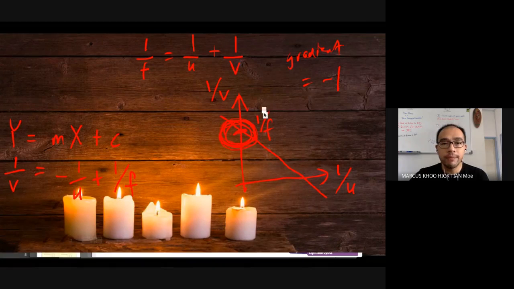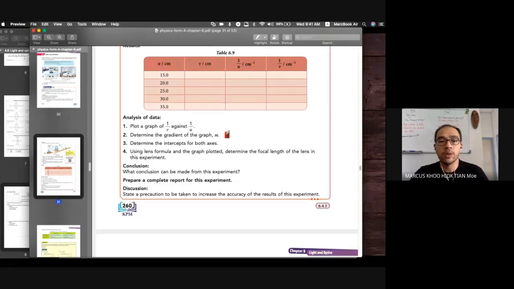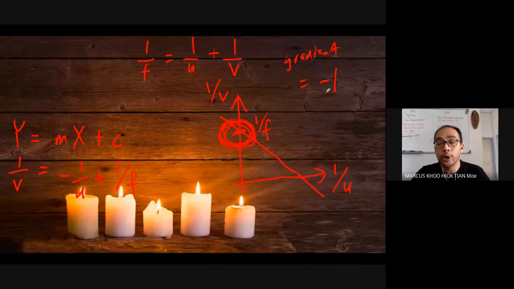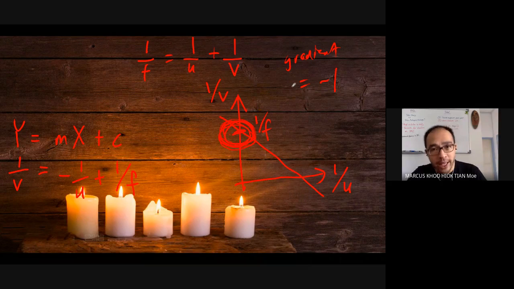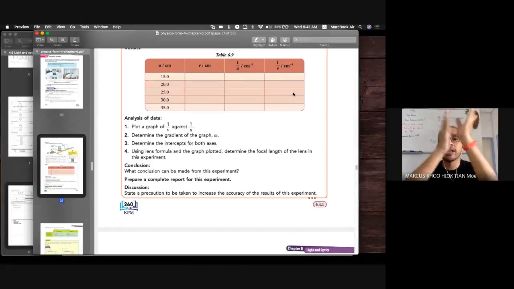Okay, shifting back to this one. So number 1, determine the gradient of the graph, M. Now according to our thin lens formula, the gradient should be equal to -1. Theoretically, it should be equal to -1. Let's see who can get the nearest value to -1. Whoever gets exactly -1, I will applaud.